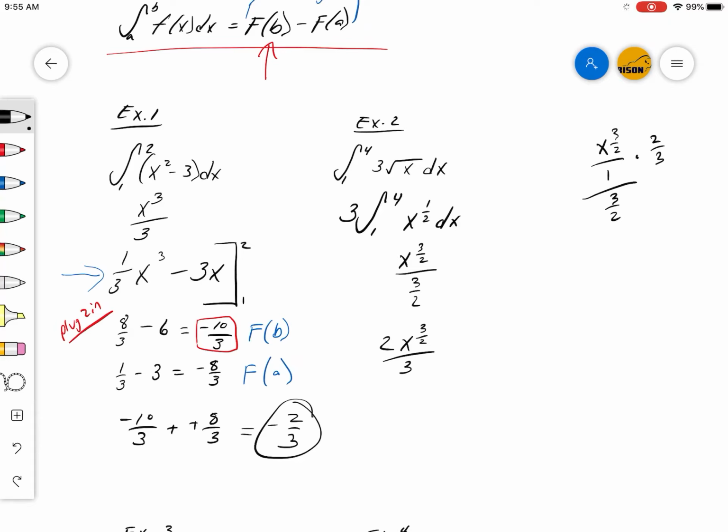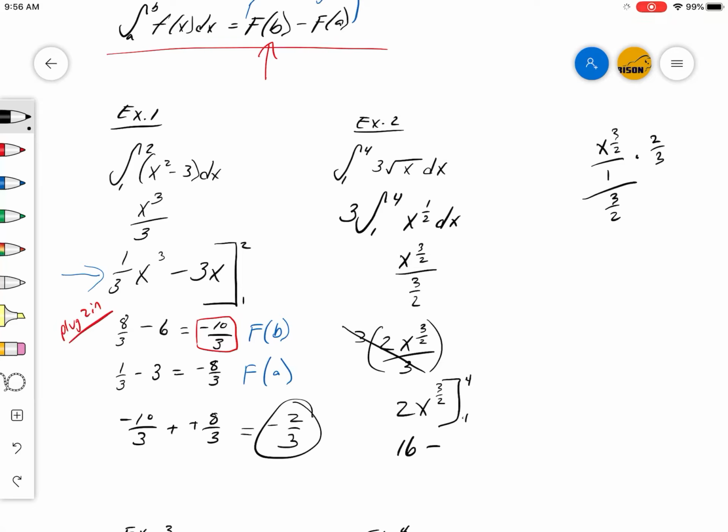Don't forget, we still had a 3. So if you want to multiply the 3 back in, that would be great. They cancel out, so we've really just got 2x to the 3/2. But now we have to take into consideration our numbers that we're doing. So we're going from 1 to 4. So I'll plug in the top number. So I've got to do 4 to the power of 3/2, which is 8. And then multiply that by 2, so I get 16 for the top one.